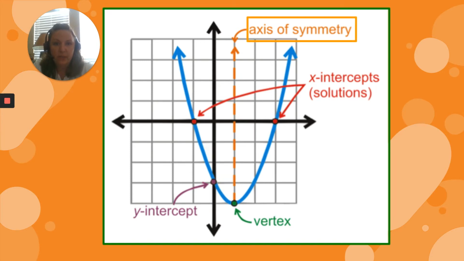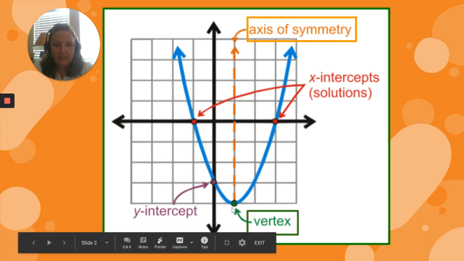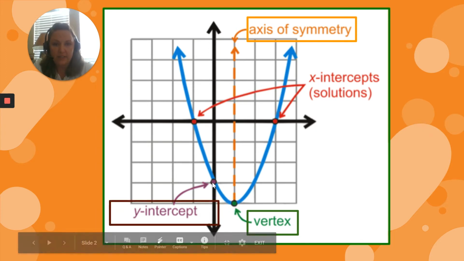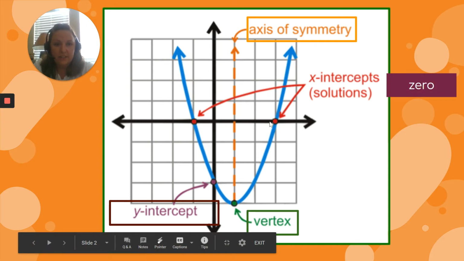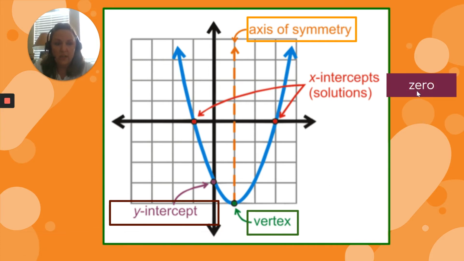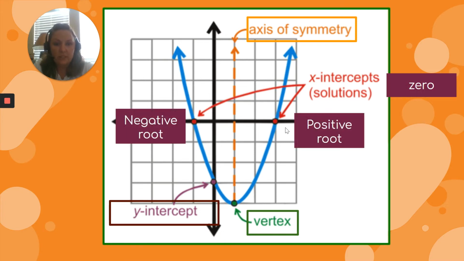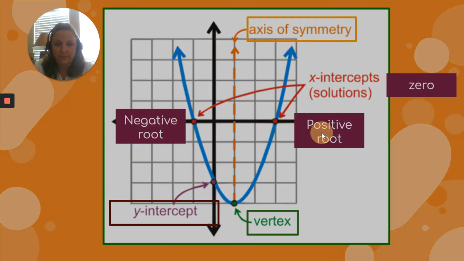When we're looking at a parabola, we have an axis of symmetry. We have a vertex. We have a y-intercept where it intersects the y-axis. There are x-intercepts that are here in red. We also sometimes call these zeros, and we also refer to them as roots. So in this example, there's a negative root and a positive root.